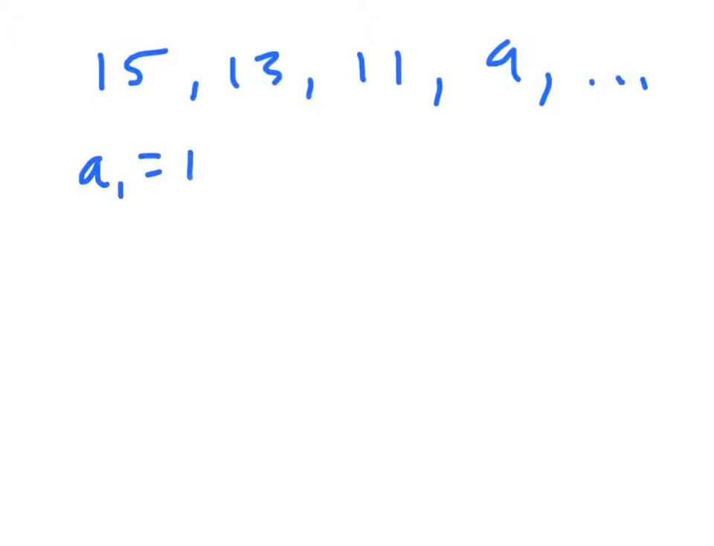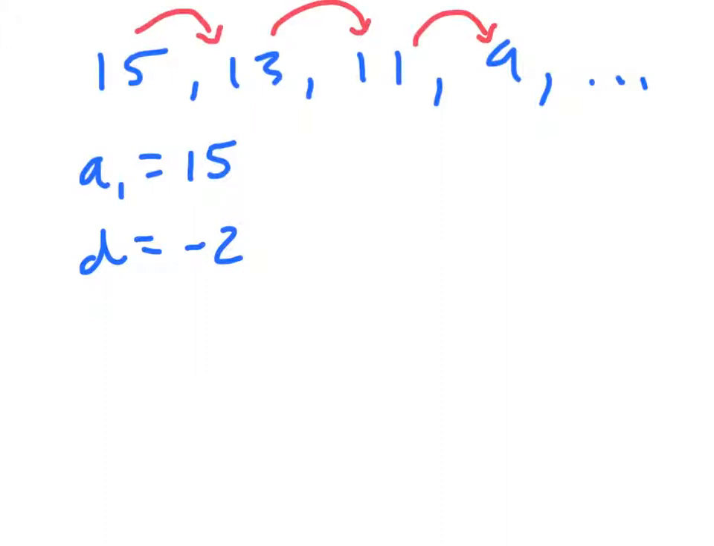Okay, let's look at one more example. Here I have my sequence 15, 13, 11, 9. So now my a sub 1 is 15 because that's my first term right here. Then my common difference is going to be negative 2 because as I go down, it's negative 2 every single time. So this common difference doesn't always have to be positive. Sometimes it can be negative.